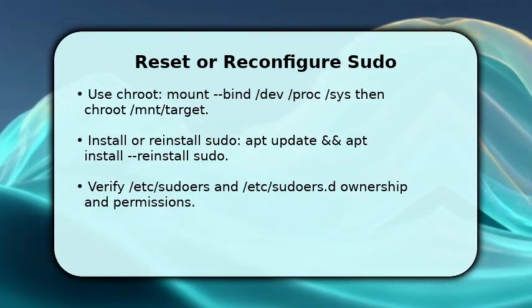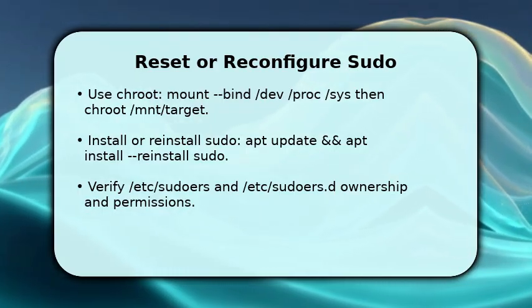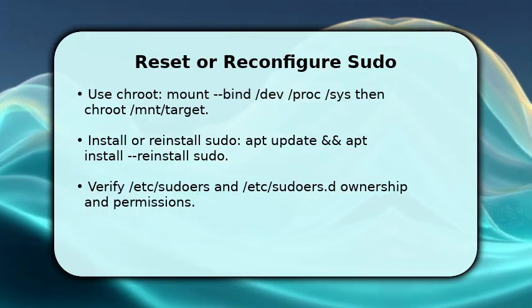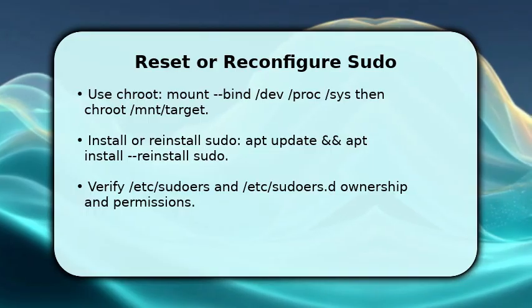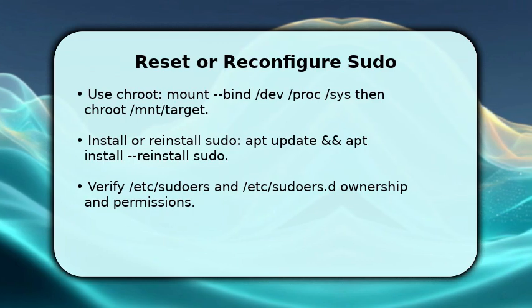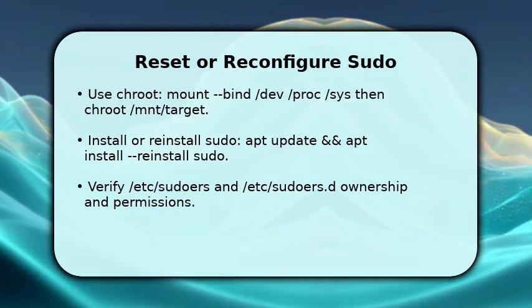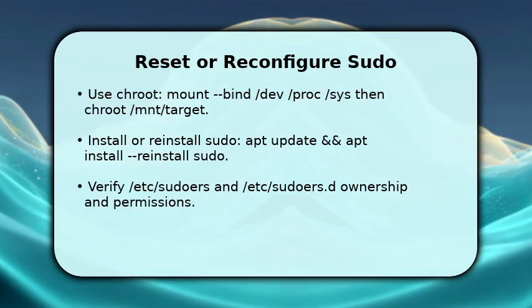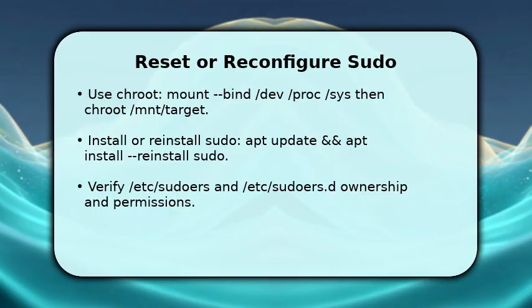Then check /etc/sudoers and files in /etc/sudoers.d for syntax, ownership root, and mode 0440. Use visudo to safely edit. If a user lost sudo rights, add them to the sudo or admin group using usermod -aG sudo username. These steps repair typical sudo failures.